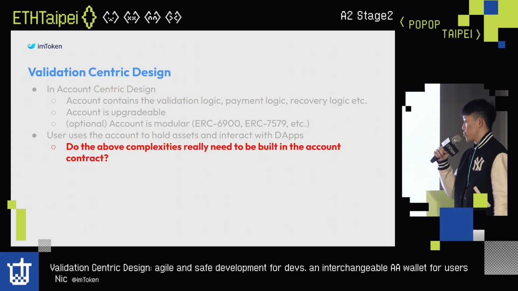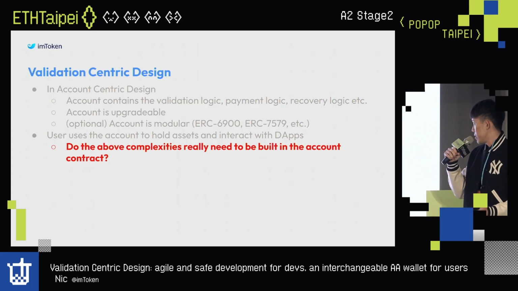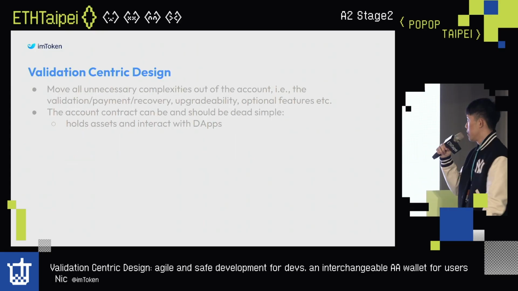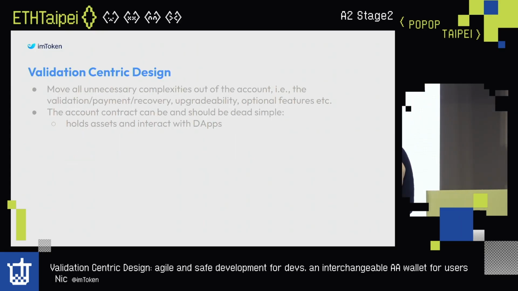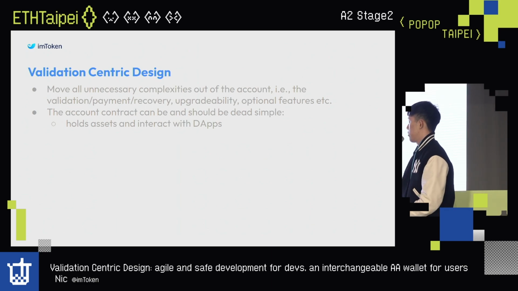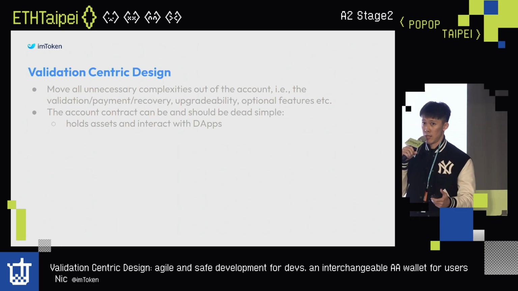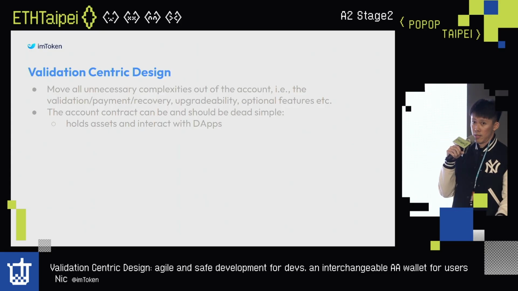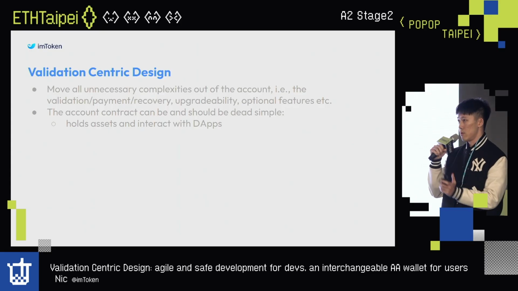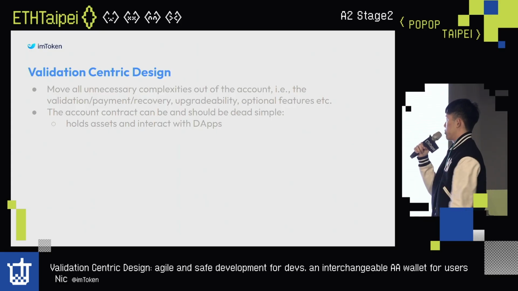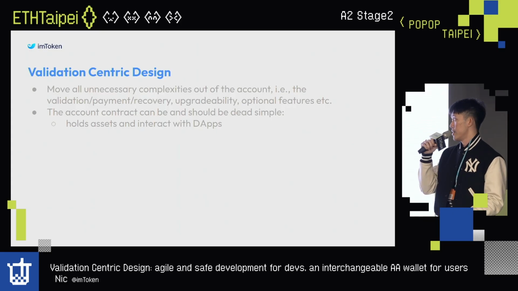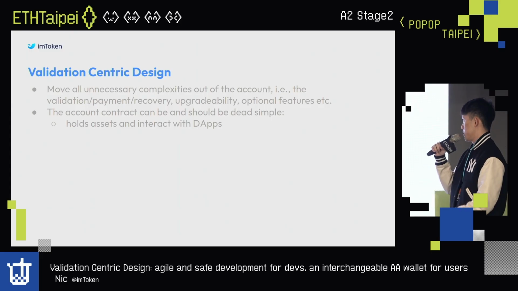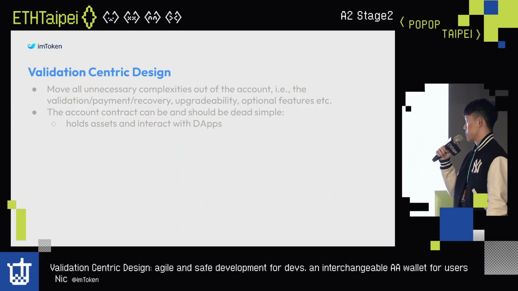So do the above complexities really need to be built into the same account contract? Well, we think not. We think the better design is to move all the unnecessary complexities out of the account contract. The validation, payment, recovery, upgradability, optional features, move it all out of the account. The account that the user uses to hold the assets and interact with the dApps can be, and should be, that simple. It just holds the assets and interacts with the dApps.